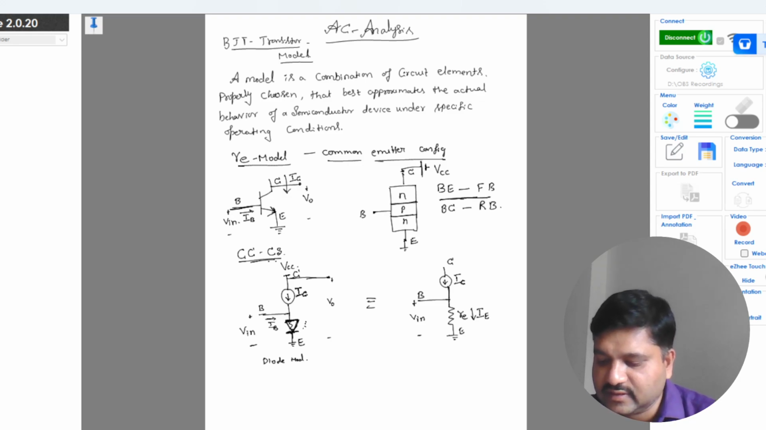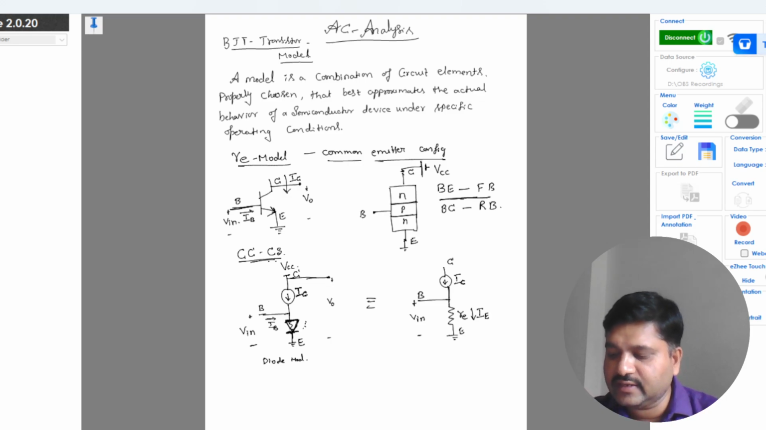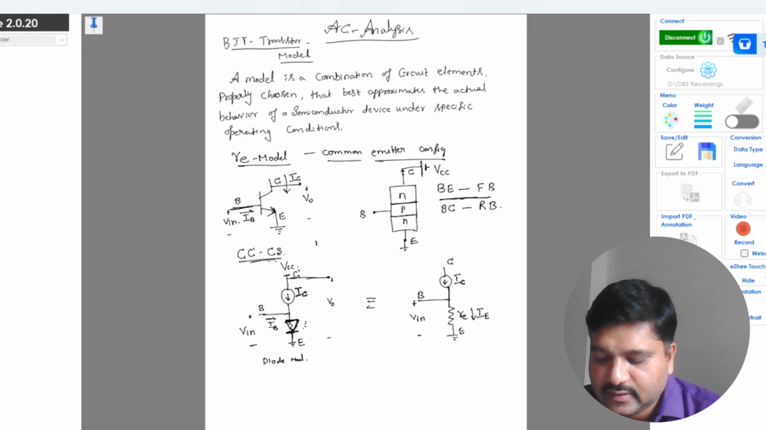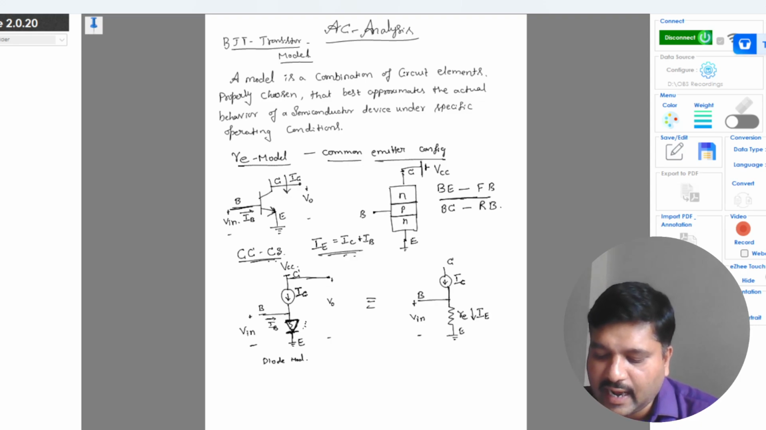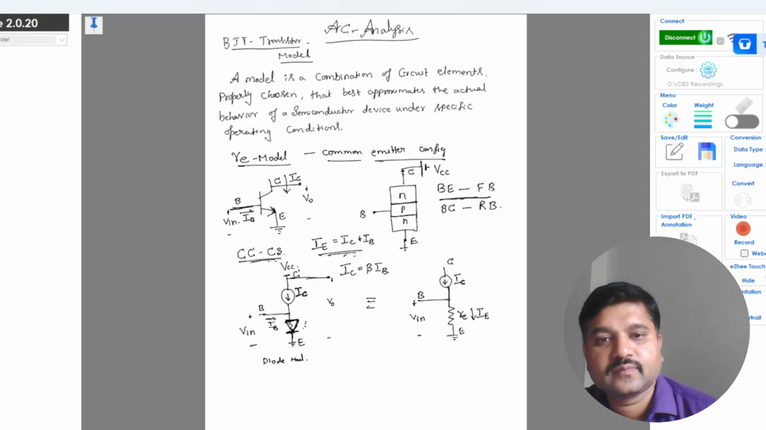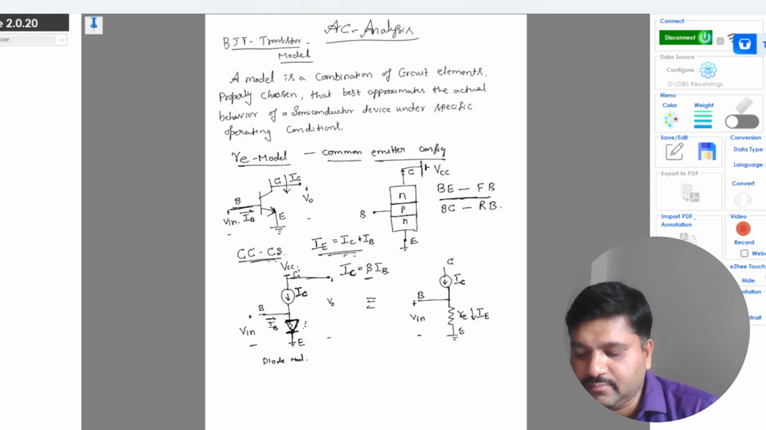These three currents, IE, IC, and IB, are related by IE is equal to IC plus IB. This is your total current IE. IB is your input current and IC is our output current. The input current and output current are related by IC is equal to beta times IB. Beta is nothing but the current amplification factor, in which the output current is amplified by beta times.